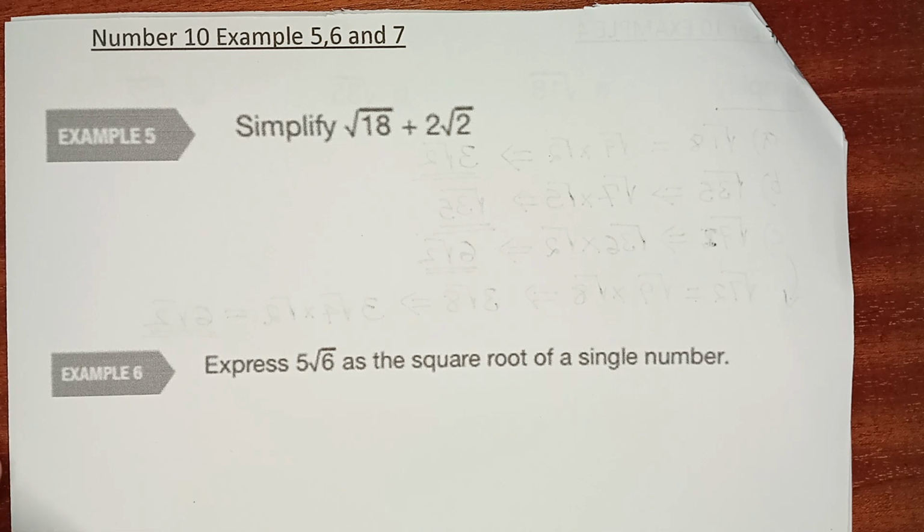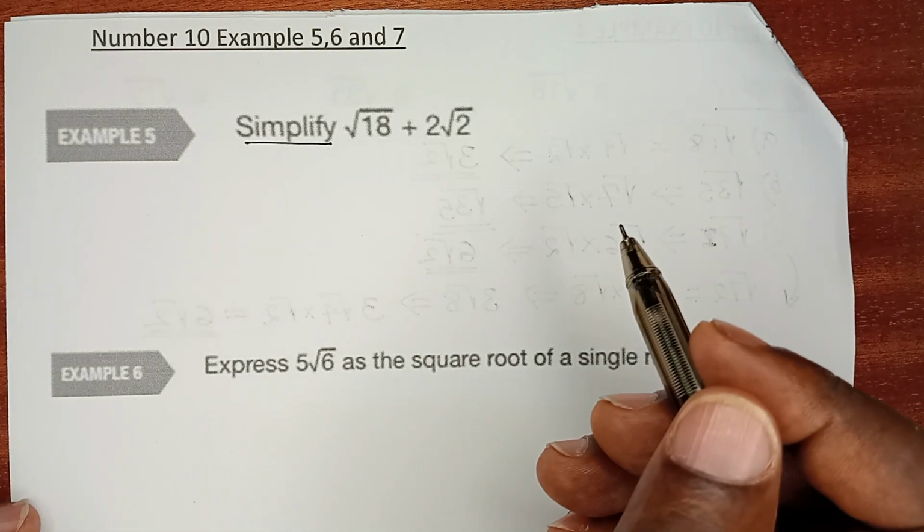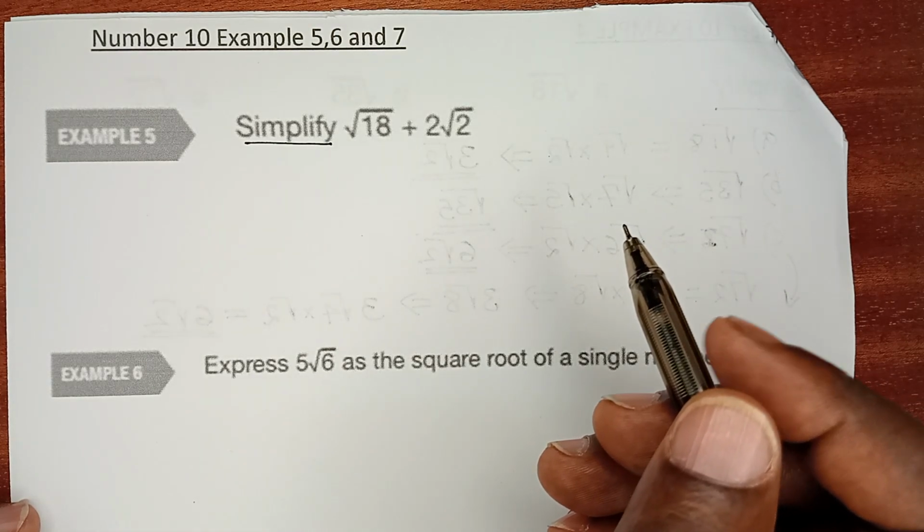In this video, I want us to look at examples 5, 6, and 7 in the same video of number 10, and you're still looking at surds. We're looking at simplification and other operations of surds. And example 5 is telling us to simplify root 18 plus 2 root 2.